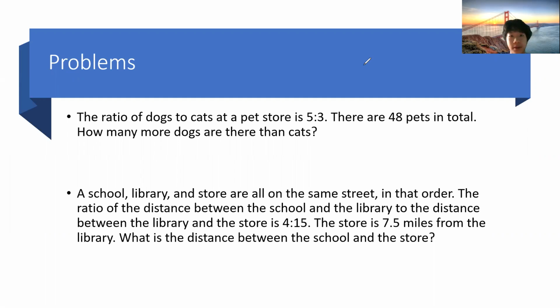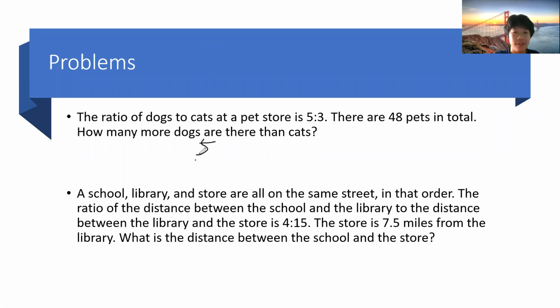All right, so let me go over these now. First one: the ratio of dogs to cats in the pet store is 5 to 3. There are 48 pets in total. How many more dogs are there than cats? One way to do this is to find out how many dogs there are and how many cats there are, then subtract those. So how many dogs are there in the pet store?